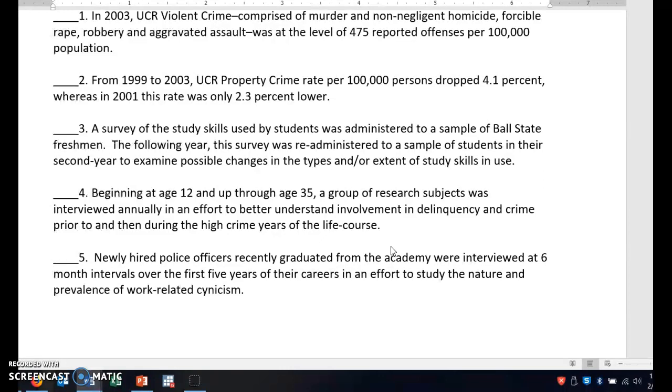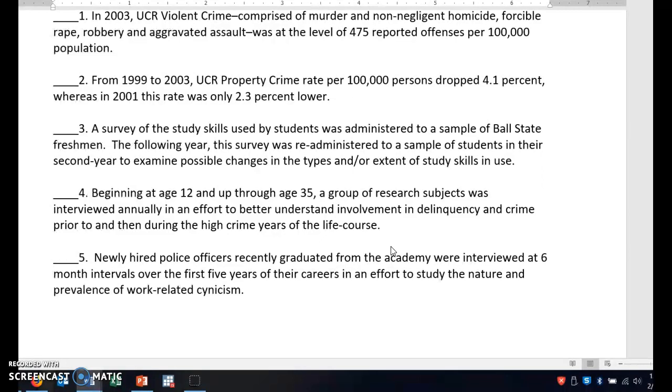Number 4, beginning at age 12 and up through age 35, a group of research subjects was interviewed annually in an effort to better understand involvement in delinquency and crime prior to and then during the high crime years of the life course. This is, of course, D, panel study.